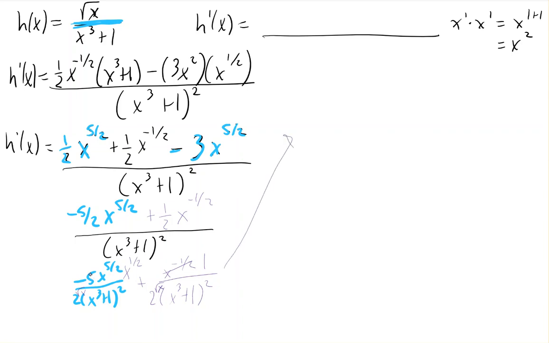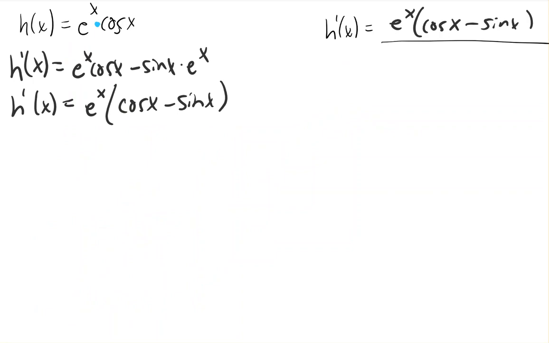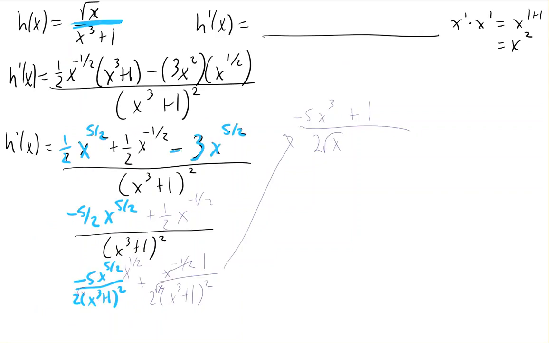Alright, how that's going to be nice is this gives me -5 x to the 5/2 times x to the 1/2. Add the exponents, you're going to get x to the third. And now we've got this common denominator of 2x squared times x cubed plus 1 squared. So since they have that same denominator, push it back together there, and not much else I can do, so that's where I would stop.